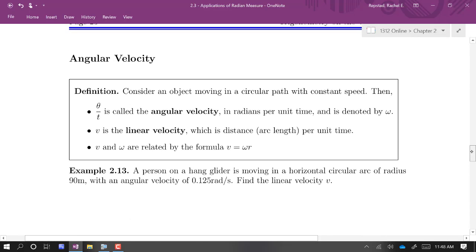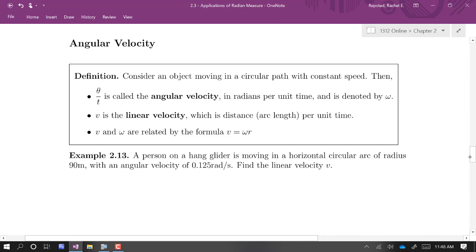All right, one more application to look at is angular velocity. So if I have an object moving in a circular path with constant speed, so imagine like a bicycle wheel just moving at the same kind of rotational speed, then the angular velocity is the angle it passes through over time, and it's given in radians per unit time, and we denote it by omega. It looks like kind of a scripty W, but it's a Greek letter omega.